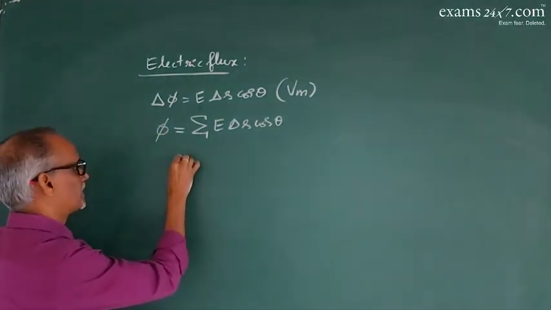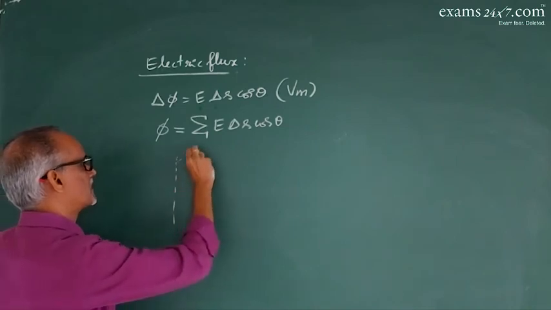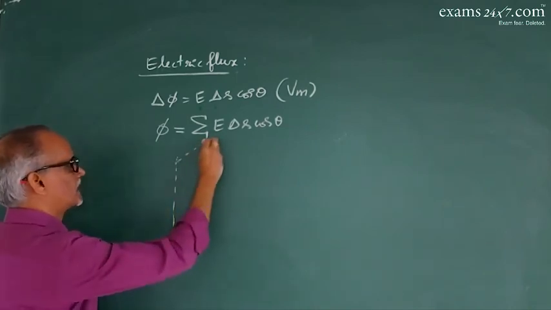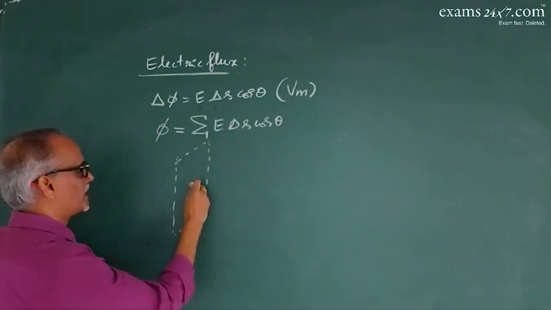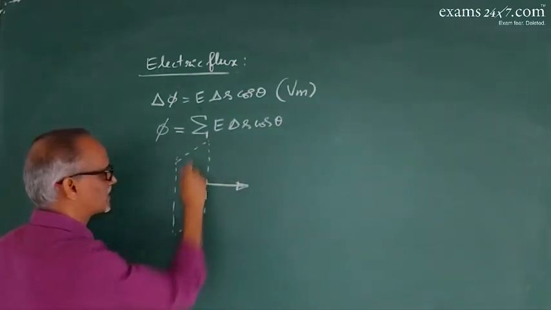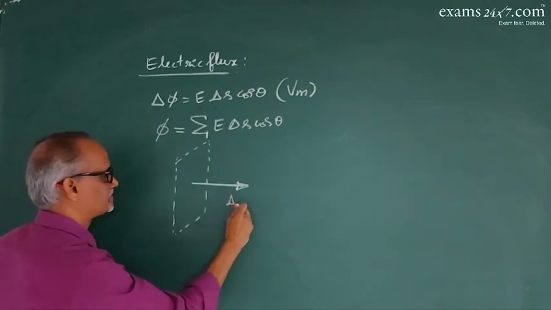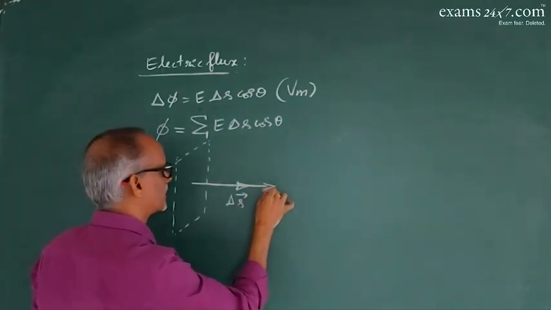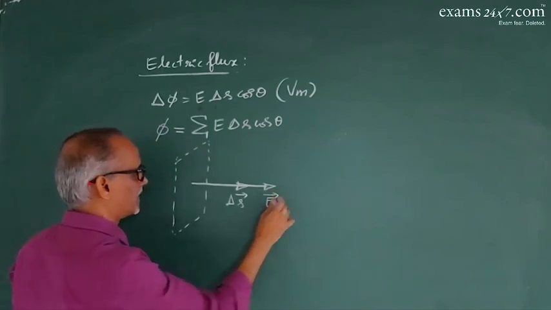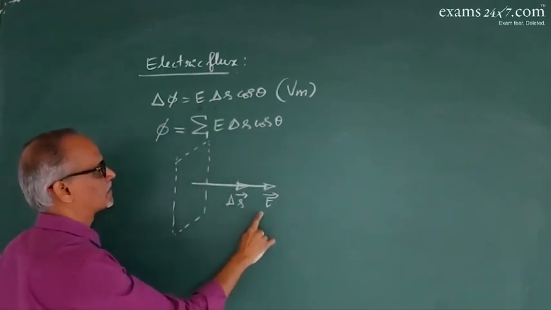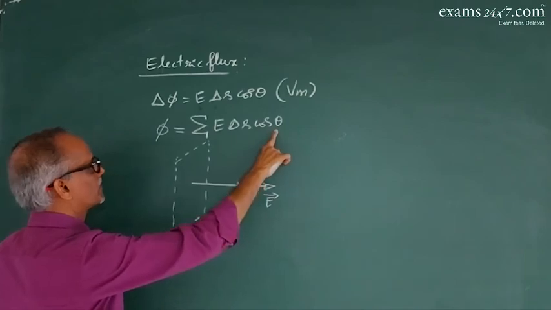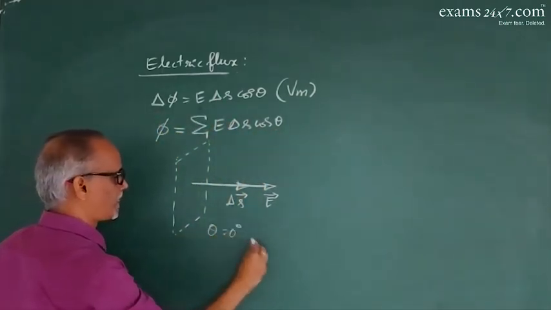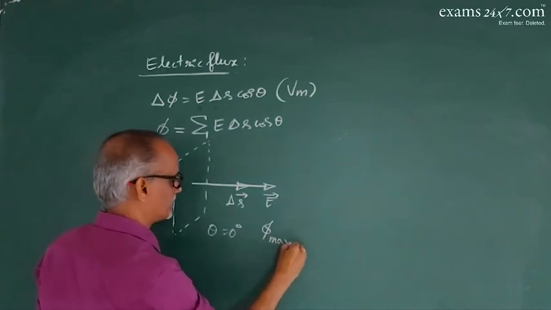If the surface taken is a rectangular surface like this, and the area vector is always normal to the surface, so this is the area vector. If the field is also along the same direction, then the angle between the two vectors is 0, cos 0 is 1, we get maximum flux. So when θ is 0, the flux is maximum.